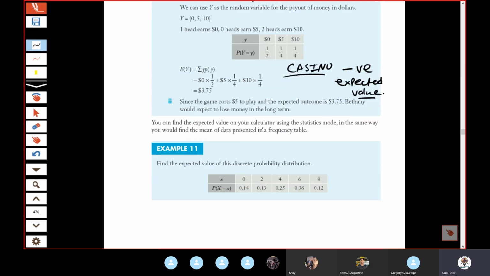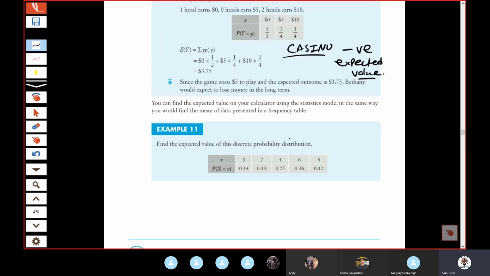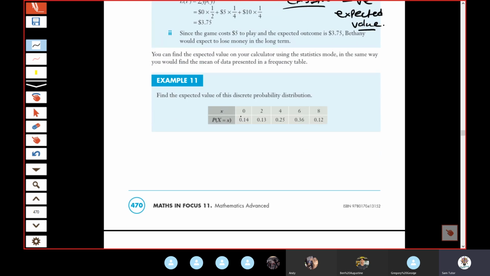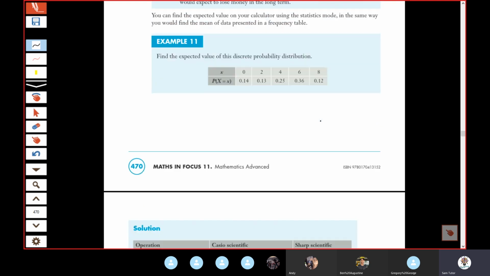You can find the expected value in your calculator using the statistics mode in the same way you could find the mean of data in the previous. Find the expected value of this discrete probability distribution. Easy. It's just 0 times this plus 2 times this plus 4 times this plus 6 times this plus 8 times this.